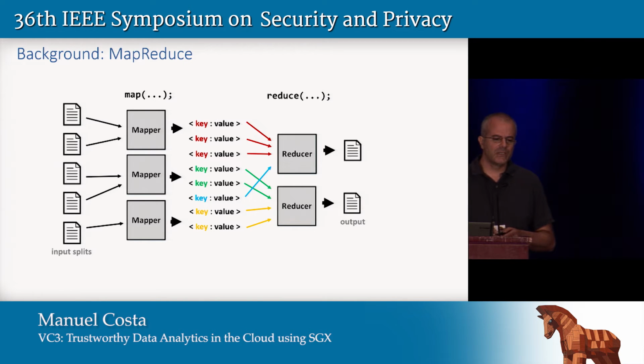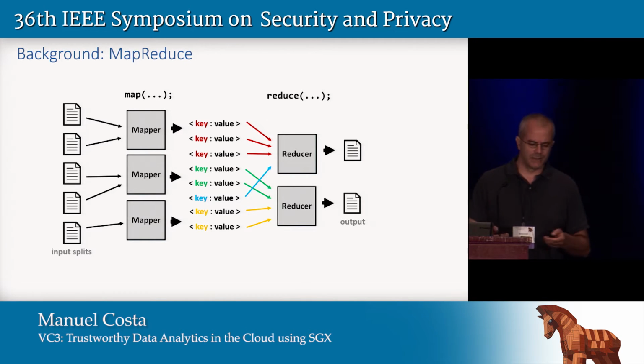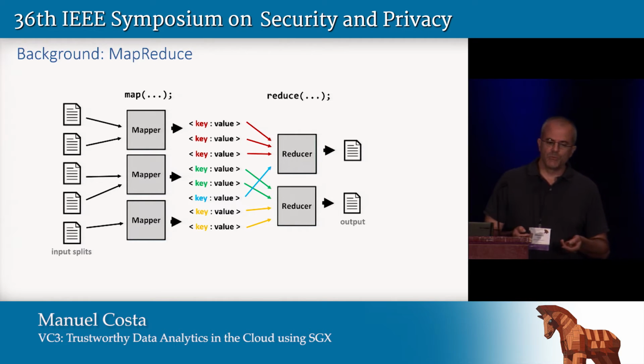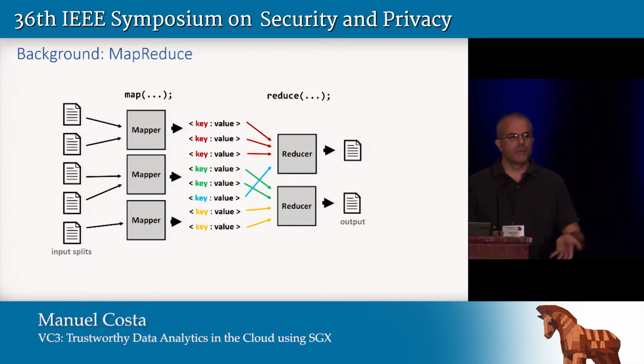MapReduce is a very popular data analytics programming model, and the idea is very simple. The users specify inputs as a set of input splits, and they write map and reduce functions. The data analytics framework then runs the map functions in parallel over the input splits, and this can be very large data sets, think terabytes plus, and the map functions output intermediate key value pairs.